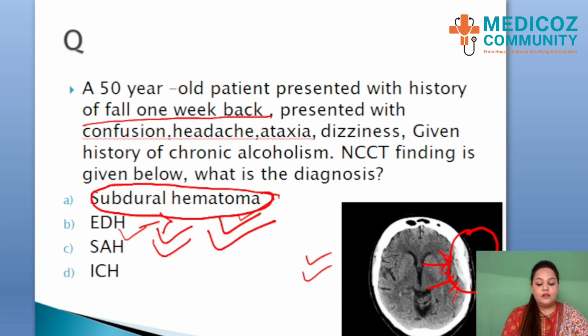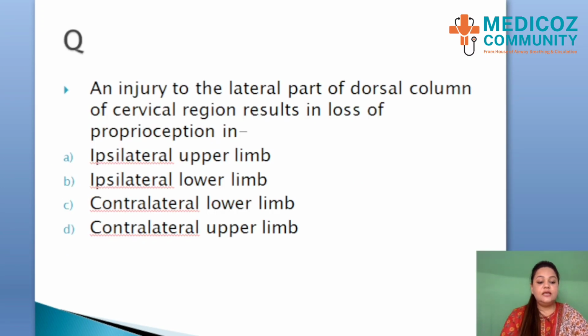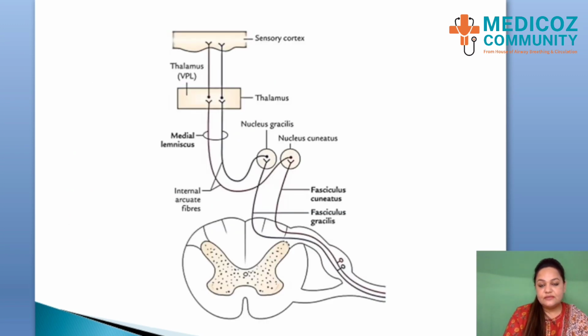Okay, now the next question is, yes, again a clinical based question related to your neuroanatomy. There is an injury to the lateral part of the dorsal column of the cervical region, resulting in loss of proprioception in. Before going to the options, we will see this image here. You can see this is the cross section of the spinal cord, this is the gray matter, and surrounding it we have the white matter. This is the posterior white column, this is the lateral, and this is the anterior white column.